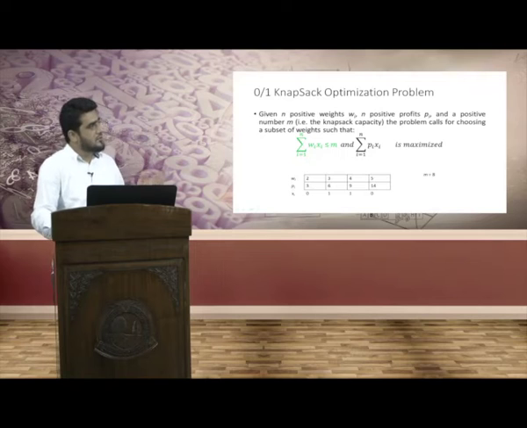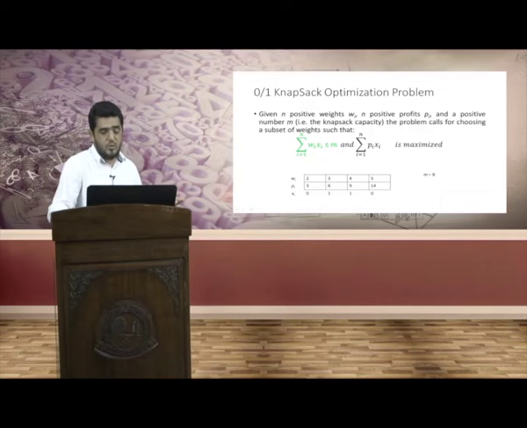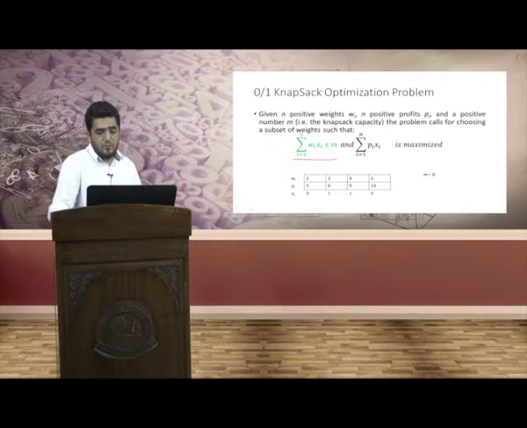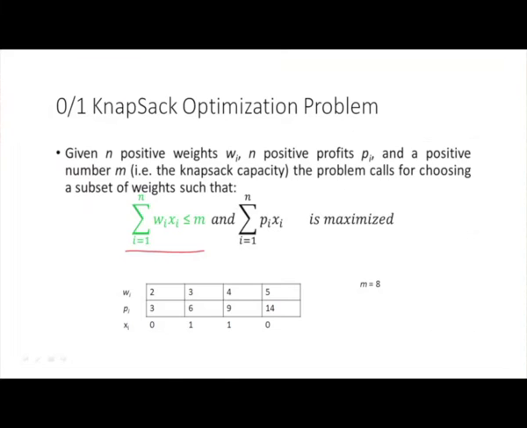Similarly, we have another possible solution vector. We are not considering item number 1, we are considering items number 2 and 3, and 4 is also not considered. So in this case, again, the weight constraint is satisfied. However, we are not sure about maximization, because in this case the profit is 9 plus 6, which is 15, and the total weight here is 7. So at least this solution is better than the earlier one.